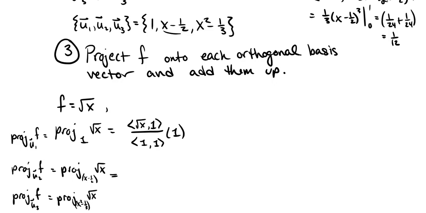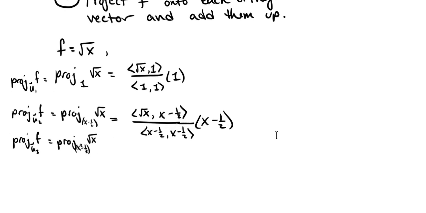This guy would be root x, inner product with x minus a half, over inner product of x minus a half with itself. So maybe you see why I went ahead and did that up at the previous step. And then we multiply that by that vector we're projecting onto, x minus a half there. So I need a little more space for this last one.